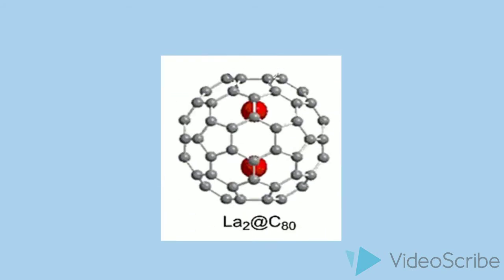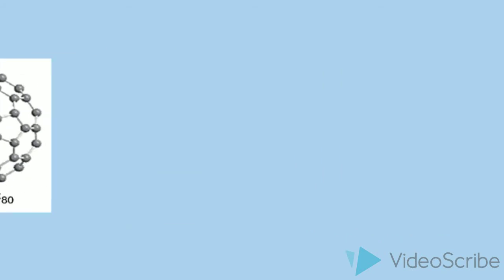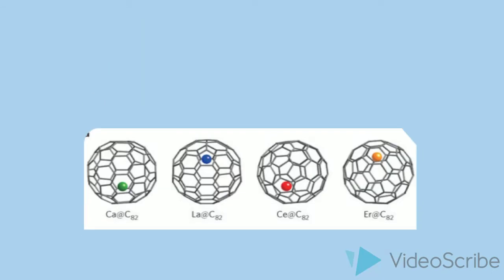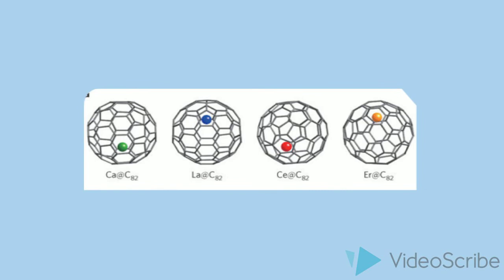The next slide shows some examples of metallofullerenes. In the slide here, we can see that calcium, lanthanum, cerium, and erbium can be encapsulated in the cage of fullerene to form metallofullerene.